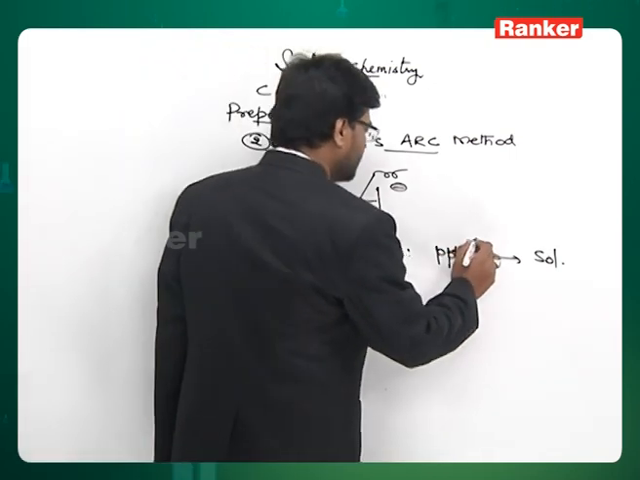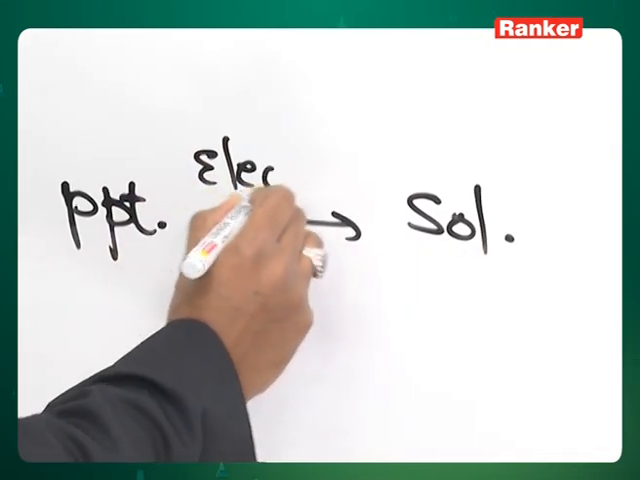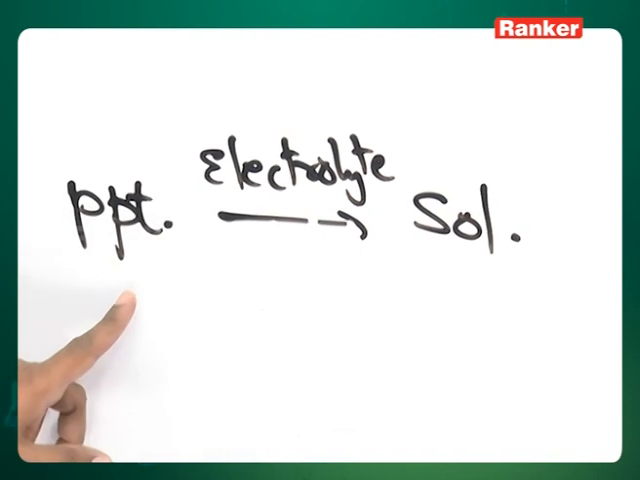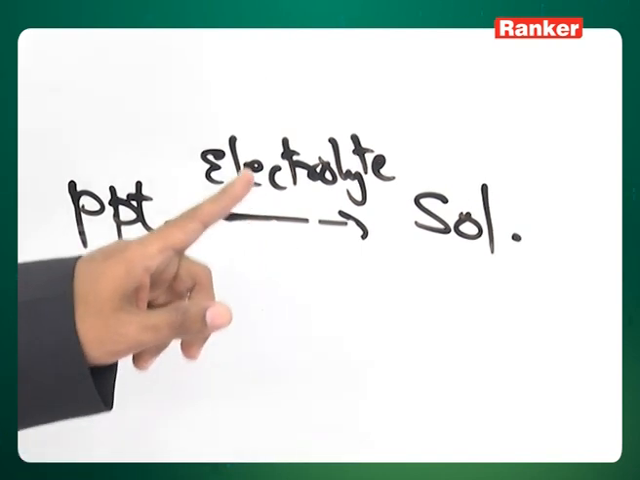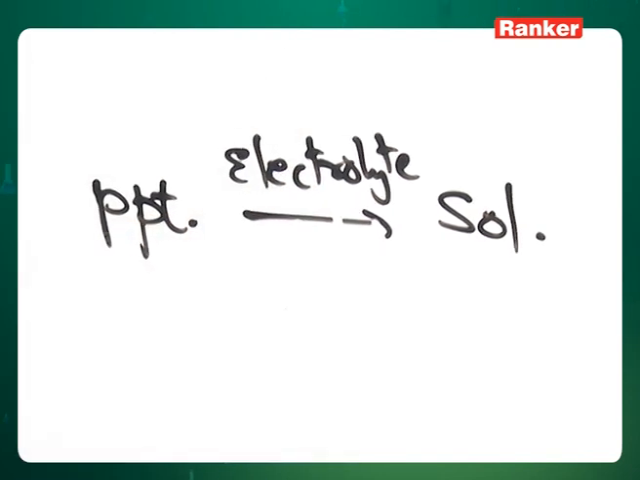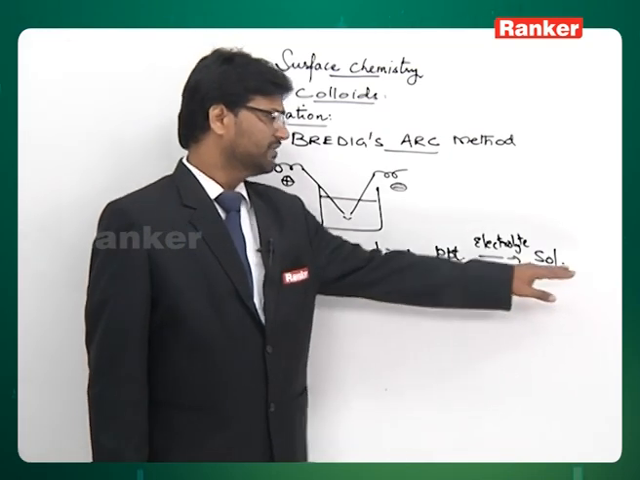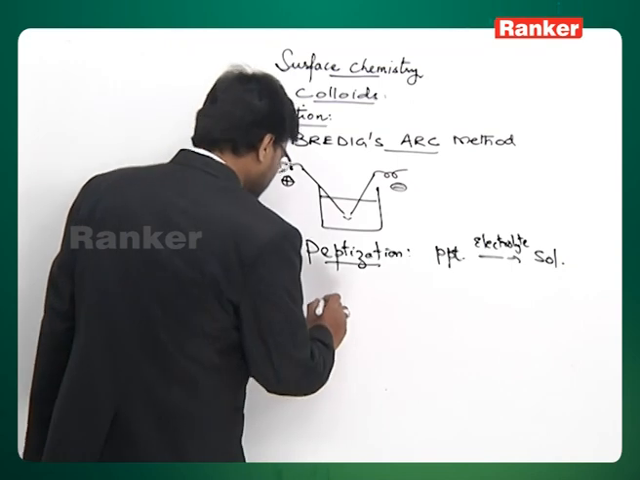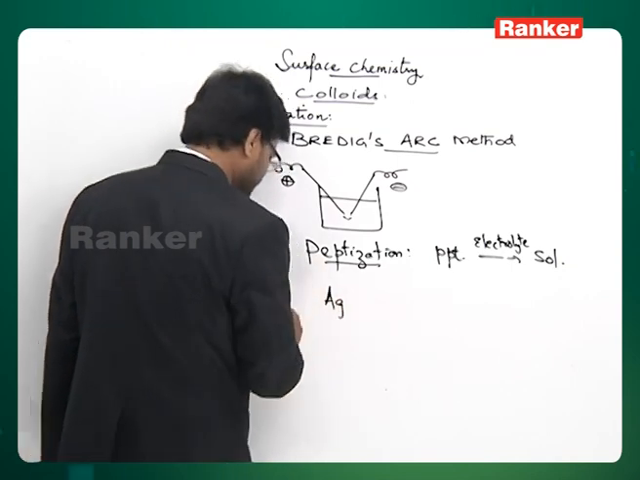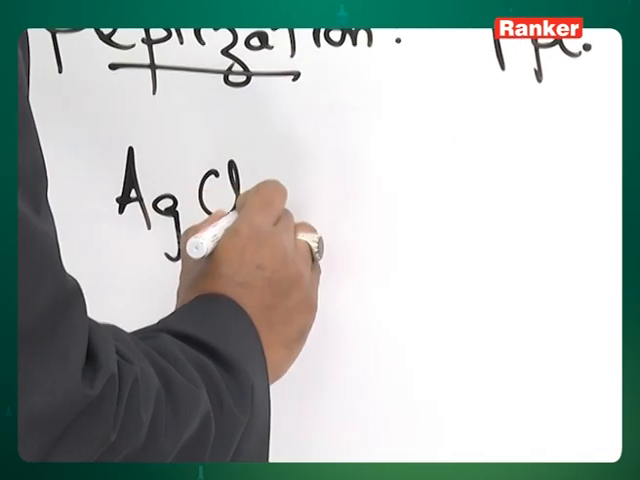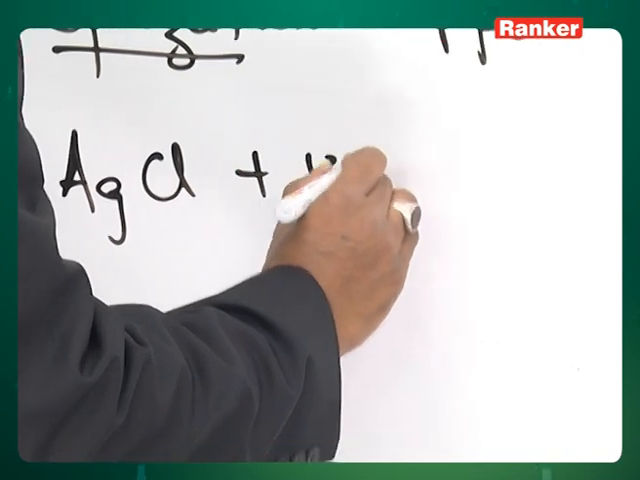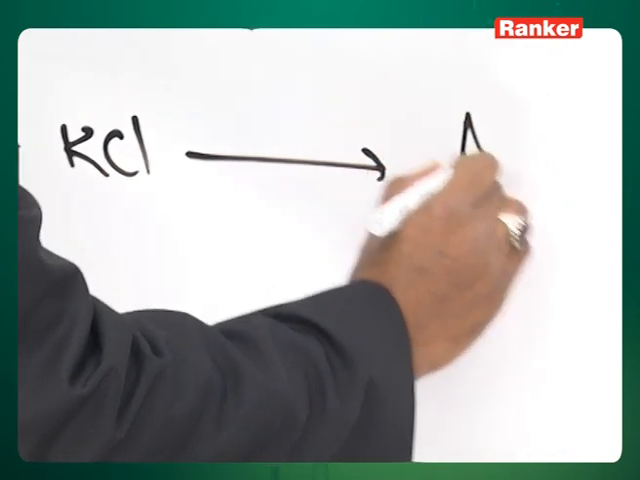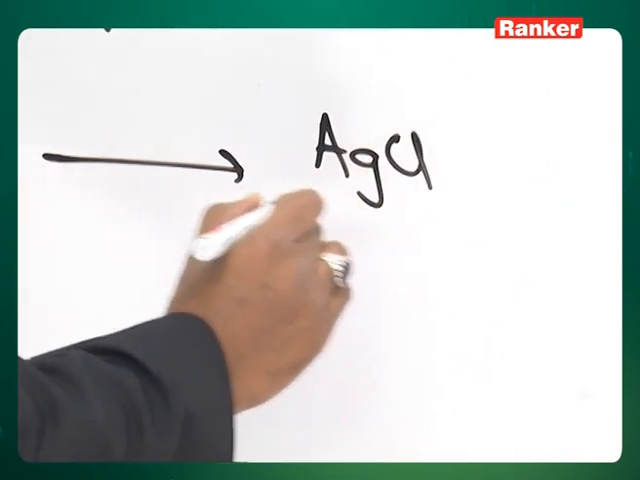Now what you need to do is you add a suitable electrolyte. If a precipitate is shaken with a small quantity of electrolyte along with dispersion medium, then you get a colloidal solution. To give you an example, if you have AgCl, add little extra KCl, then you get AgCl sol.